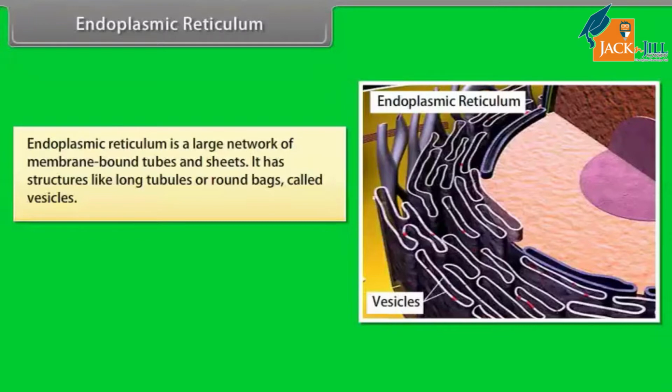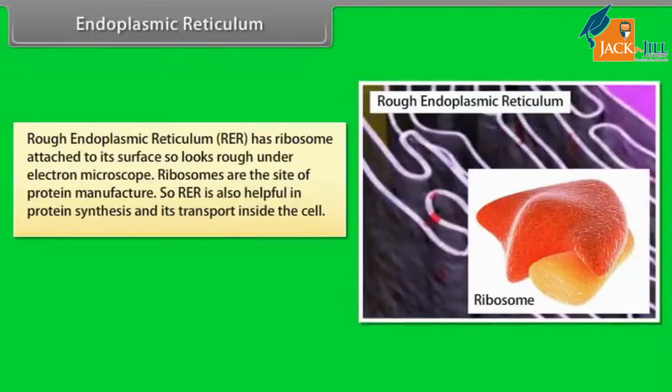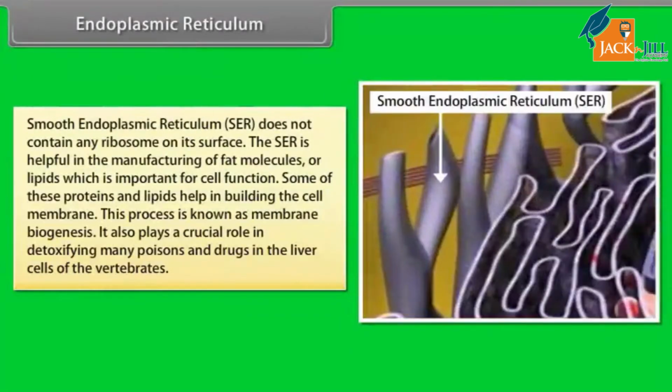On the basis of presence of ribosomes, they are of two types: rough endoplasmic reticulum, RER, and smooth endoplasmic reticulum, SER. Rough endoplasmic reticulum, RER, has ribosomes attached to its surface, so it looks rough under an electron microscope. Ribosomes are the site of protein manufacture, so RER is also helpful in protein synthesis and its transport inside the cell. Smooth endoplasmic reticulum, SER, does not contain any ribosomes on its surface.